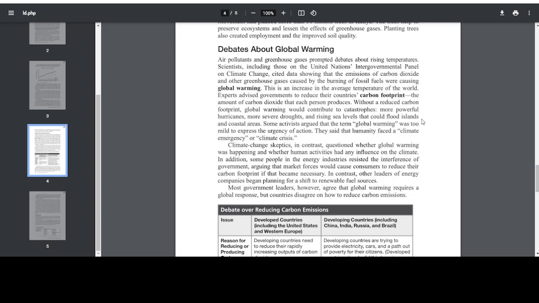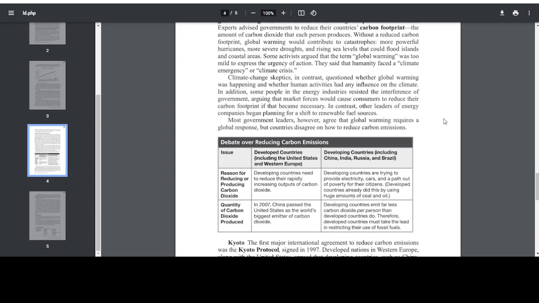Some activists argued that the term global warming was too mild to express the urgency of action. They said that humanity faced a climate emergency or climate crisis. Climate change skeptics, in contrast, questioned whether global warming was happening and whether human activities had any influence on the climate. In addition, some people in the energy industries resisted the interference of government, arguing that market forces would cause consumers to reduce their carbon footprint if that became necessary.